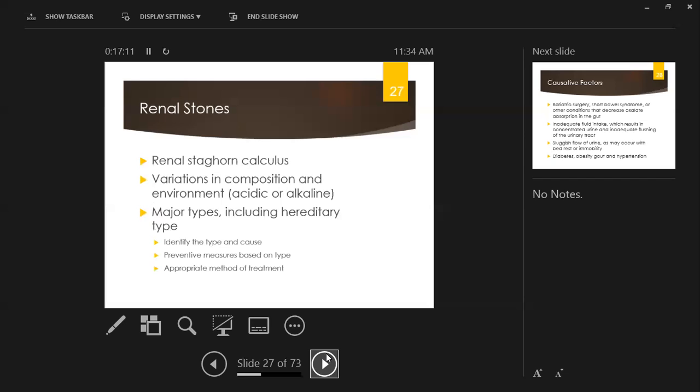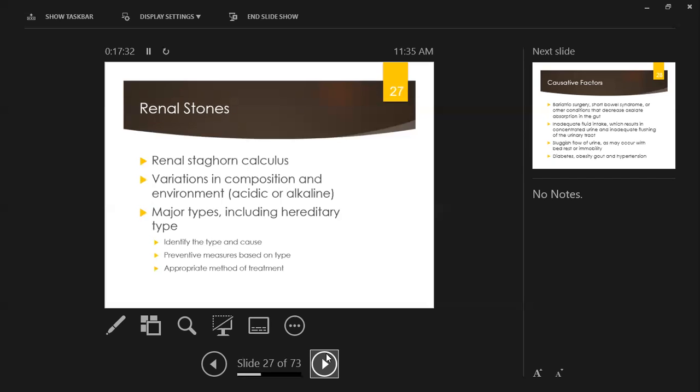Renal stones. Renal staghorn calculi are pretty common renal stones that we see. There are variations in composition and environment. Depending on whether you have an acidic or alkaline environment, you may have different types of stones. There are many different types of renal stones.